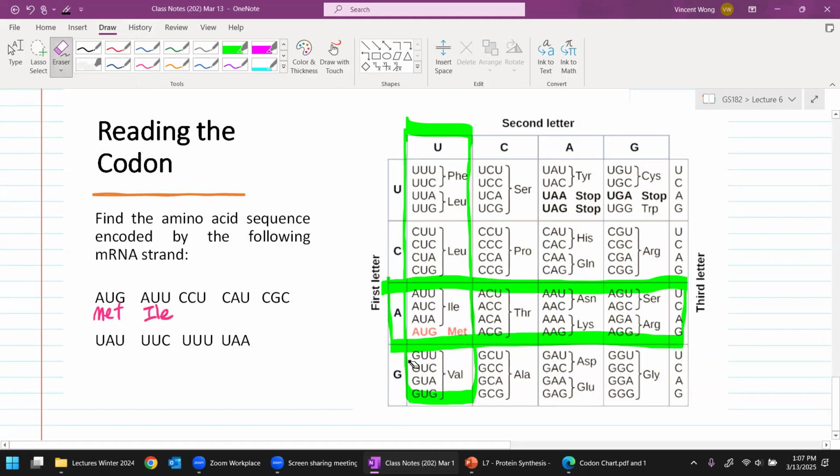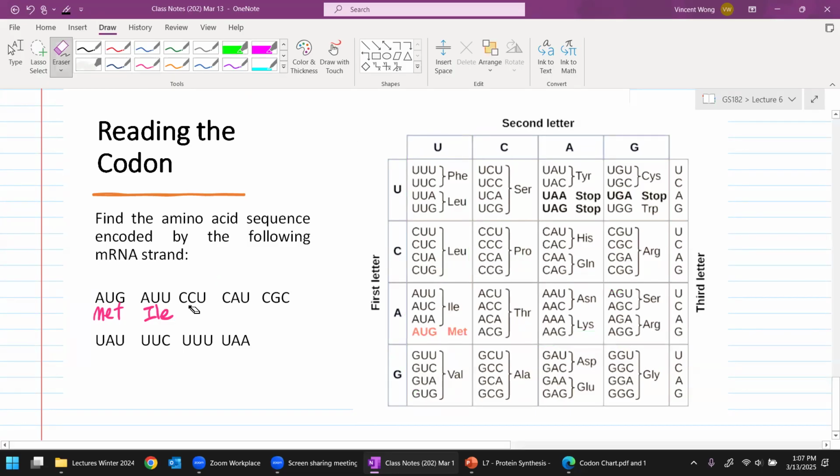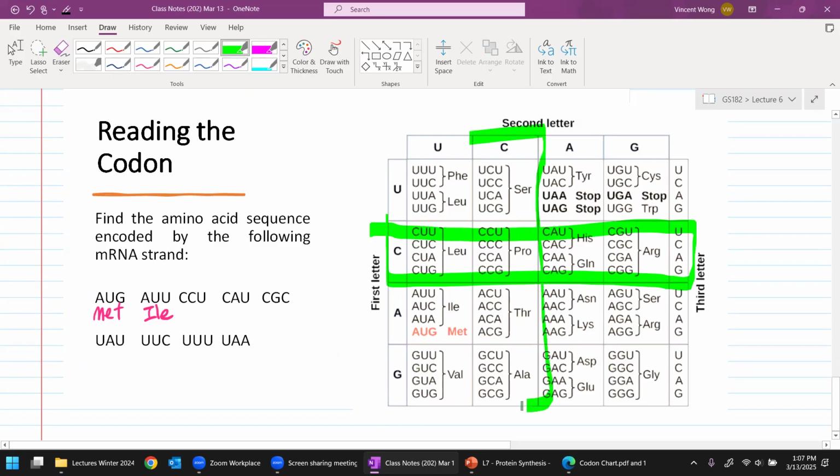Okay. Let's do one more in case you don't get it. We're looking for CCU. Okay, watch if you don't get it. C, I look for C, right? C is right here. And then what's the second letter? Which is right here. So it's in this box, right? And what is CCU? Pro. So easy, okay? Do the rest of it.